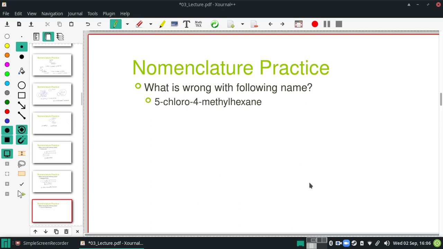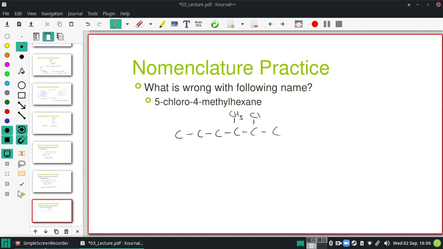All right, how about this one? 5-chloro-4-methylhexane. Hexane is 6 in a row. 1, 2, 3, 4, 5. 1, 2, 3, 4. See what's wrong with it? Yeah, it's numbered backwards. Chloro does come before methyl, but it should have been 2-chloro-3-methyl.